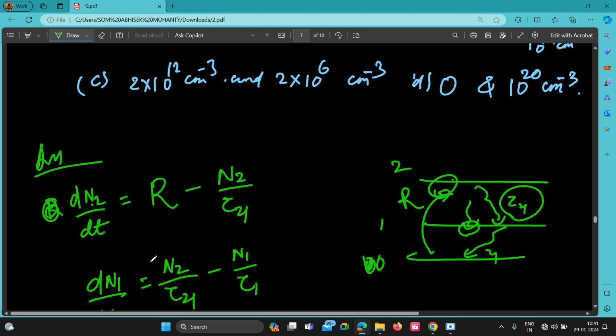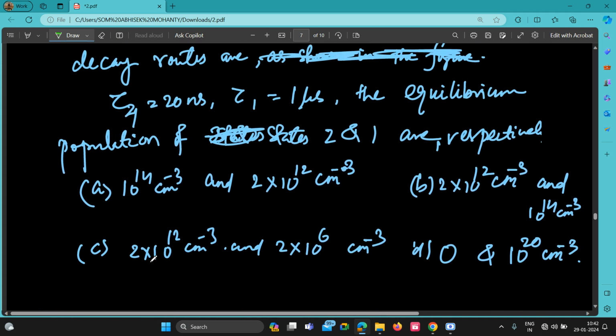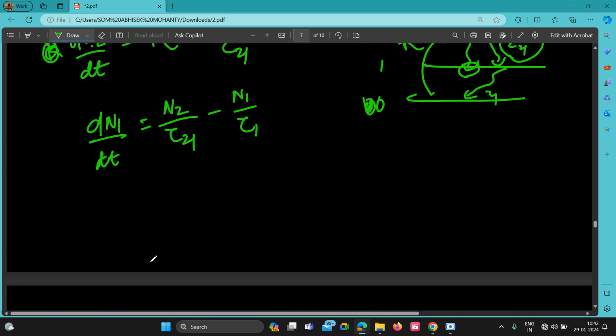So what is asked in the question? The equilibrium populations of the two states. So at equilibrium, what happens? At equilibrium condition, dN1 by dt.